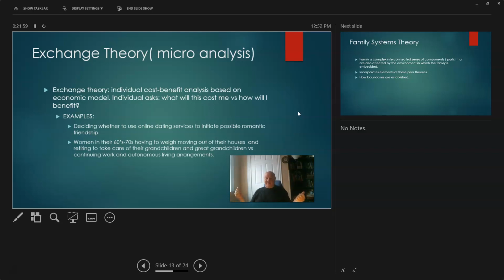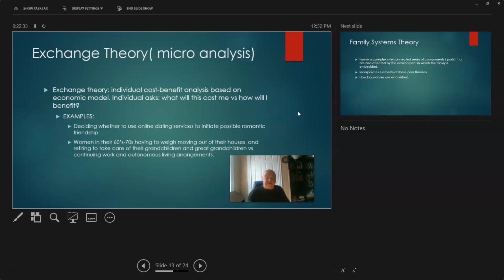I'll give you a couple of examples. One has to do with dating. People decide whether to use online dating services to initiate possible romantic encounters or intimate relationships, right? People are increasingly doing this, and it is increasingly legitimate, right, with its own fraught sorts of challenges, too. I will talk later on about my own research in analyzing people's experiences with online dating.